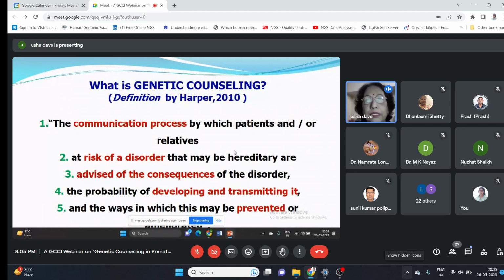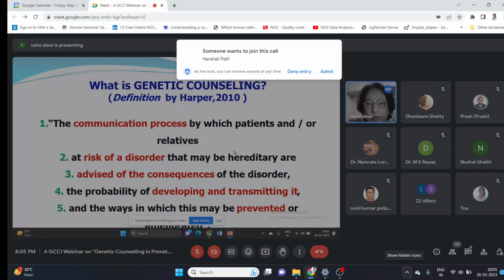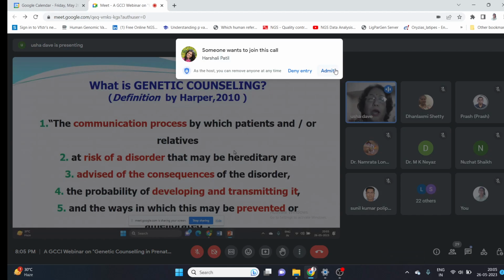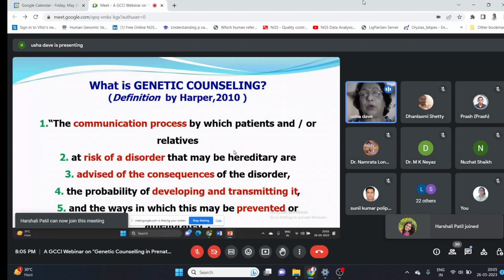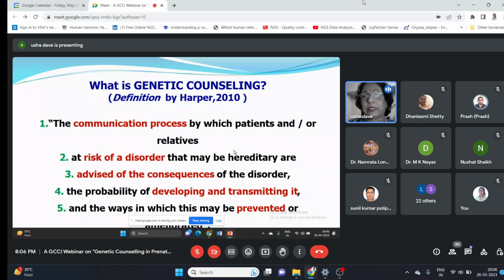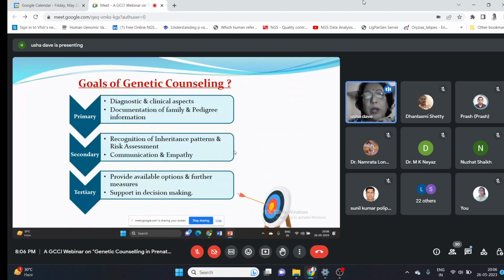So let's see Harper, who is the father of genetic counseling, we say, and his definition is that it is a communication process by which patients or relatives at risk of a hereditary disorder are advised of the consequences, how it is developing or transmitting, the inheritance pattern, and how to prevent it, the ways and means of preventing.